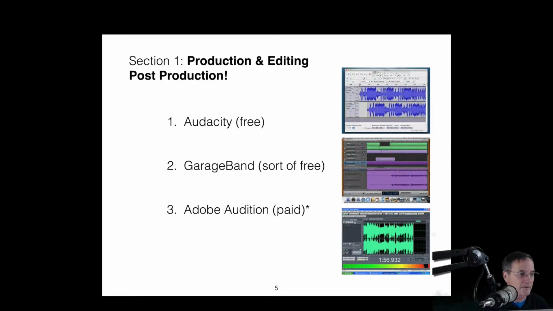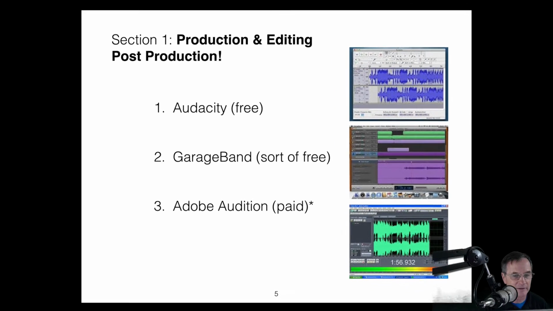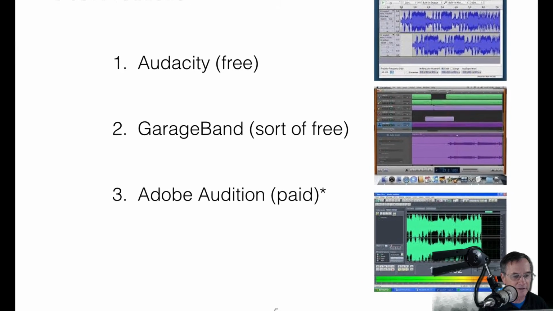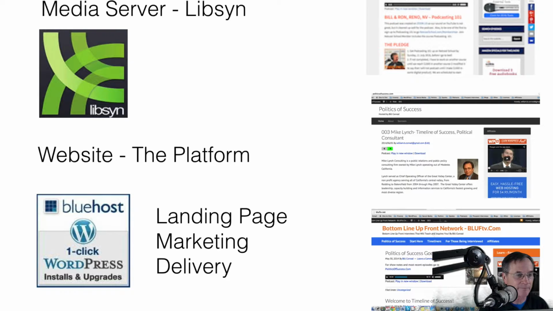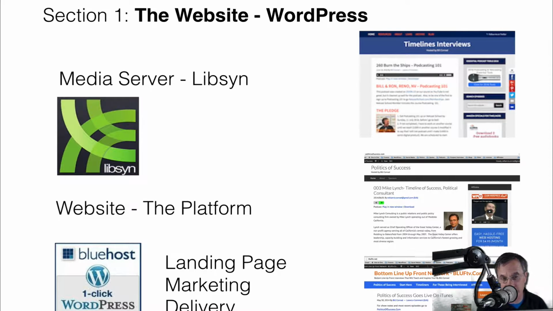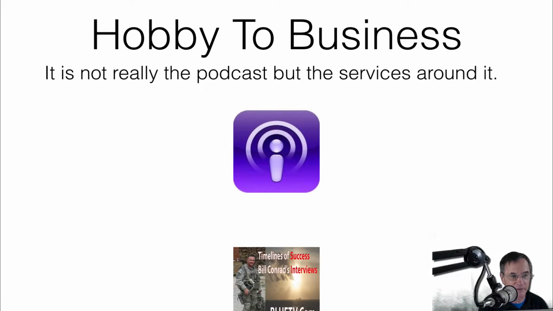What you're going to have to do is produce and edit the podcast. The things that you're going to be using are Audacity, GarageBand, and Adobe Audition. Adobe Audition is what we're going to be talking about in the Podcasting 101 course in detail. You're going to probably want to eventually get a website, and WordPress is by far the best. We'll talk a little bit about WordPress in this organization. And finally, hobby to business.